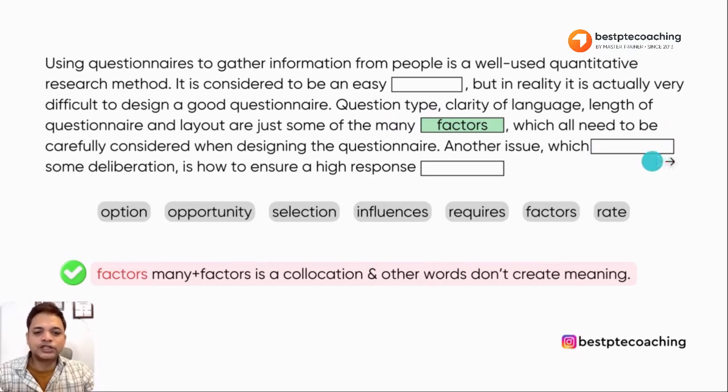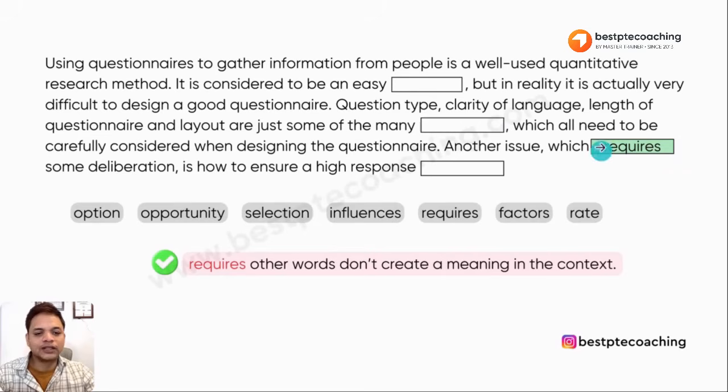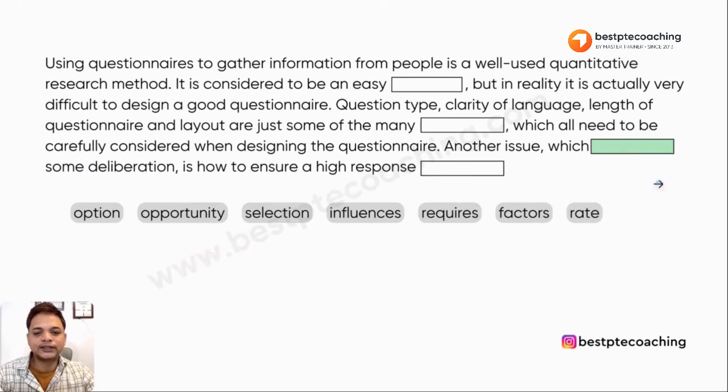Another issue which requires, other words are not creating meaning. Verb is missing, verb you needed. This is the suitable word which required some deliberation. And the last one is response.